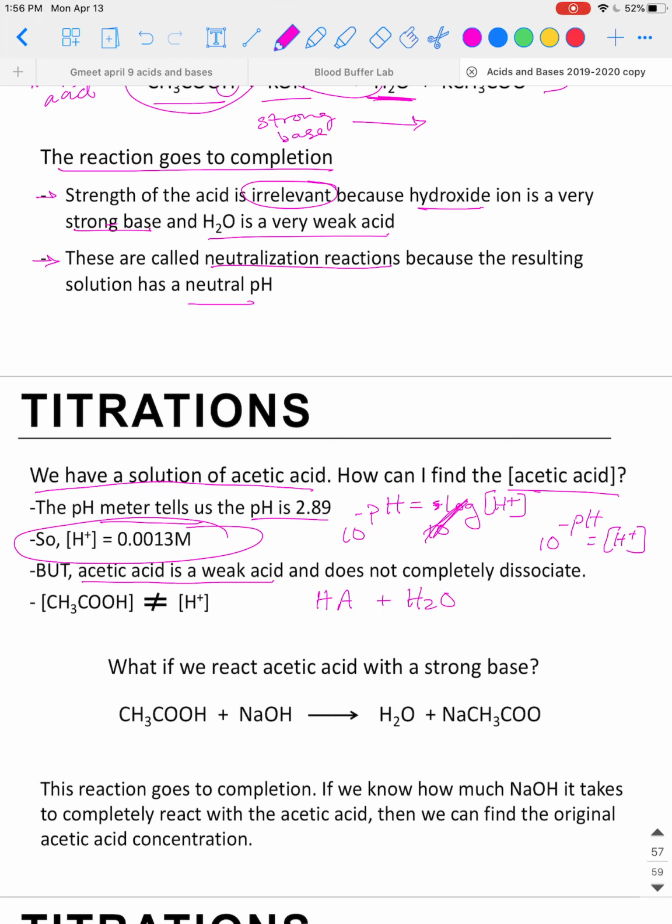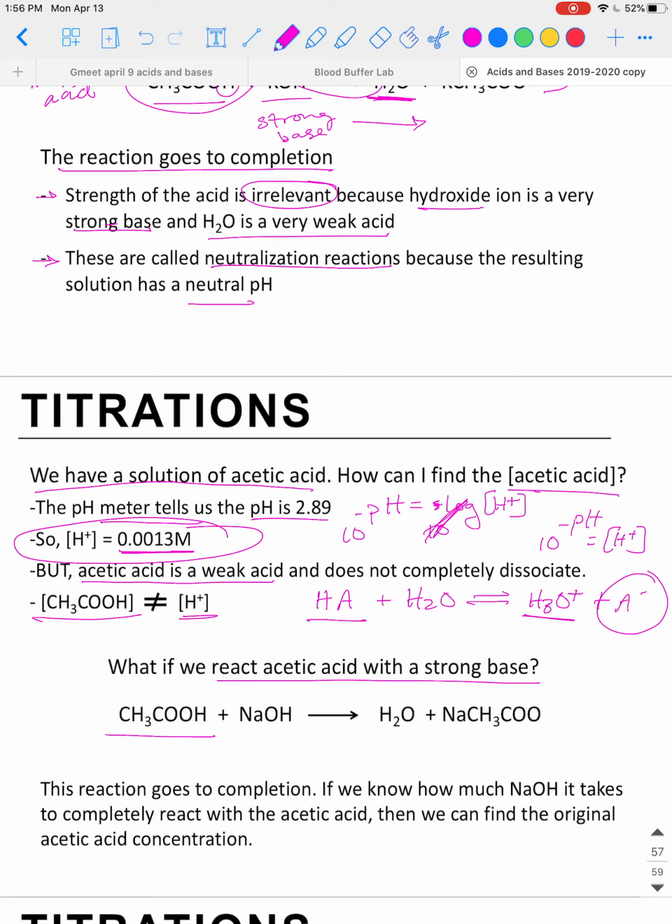But remember, acetic acid is a weak acid. Okay, if we have a weak acid, we get a double arrow here. There's our products. We get a double arrow. Just because we have a certain amount of product doesn't mean we have a certain amount of our weak acid. Okay? So just because we have a certain amount of H plus, we know the concentration of it right here, 0.0013 molar. It doesn't mean we know the concentration of acetic acid.